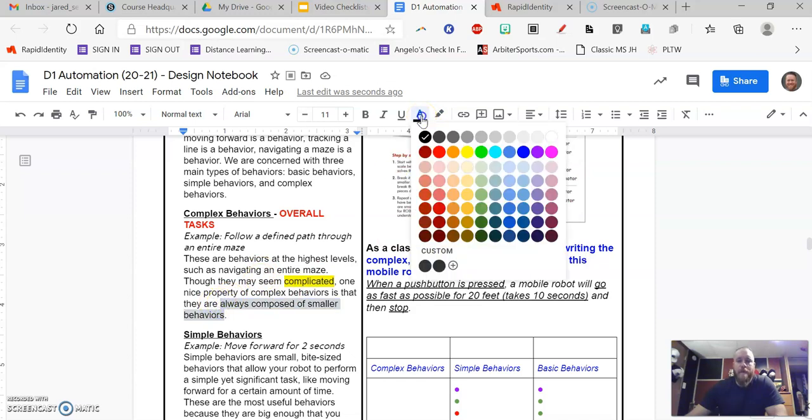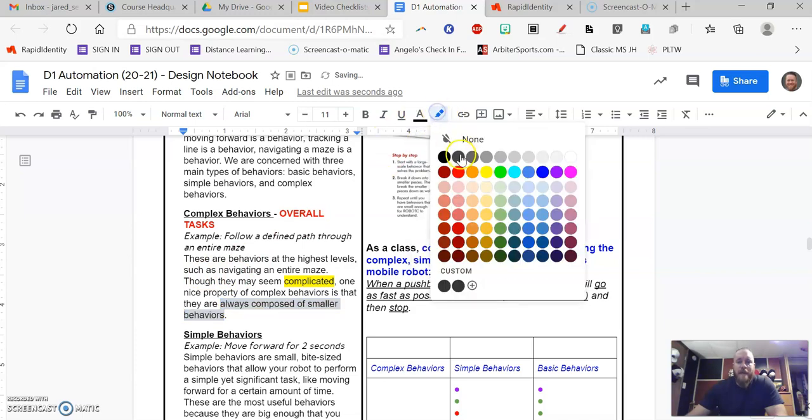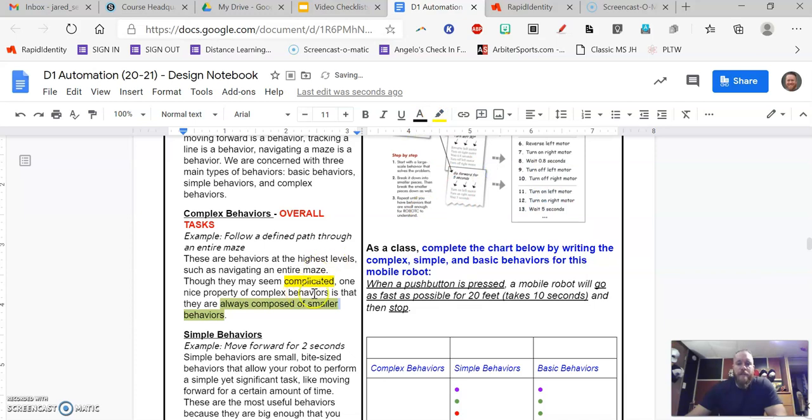So when you think of going through a maze, I'm going to highlight this. When you think of going through a maze, that's a complex behavior. But it can be broken down into smaller parts. So when you first enter a maze, you might have to go forward, then you have to make a turn, and you think about how you kind of draw a pencil line through a maze that you might be solving on paper. It's the same thing for a robot. There's different steps, different things that have to happen. And so you can break down that overall task into smaller behaviors. Okay? Pause the video right now, get these things highlighted, and write down that complex behaviors are the overall tasks.